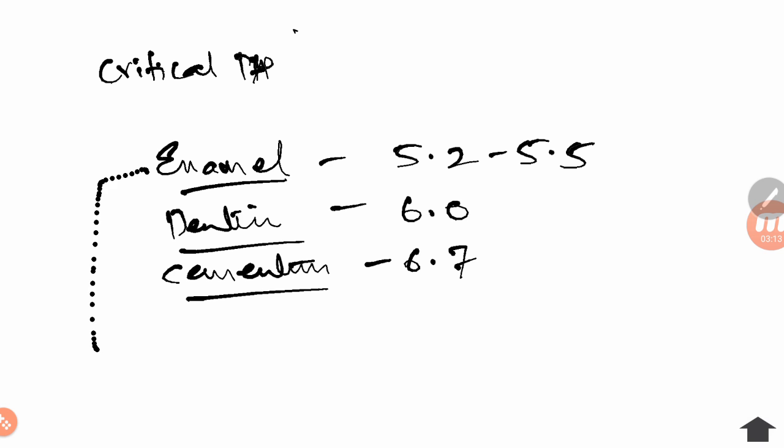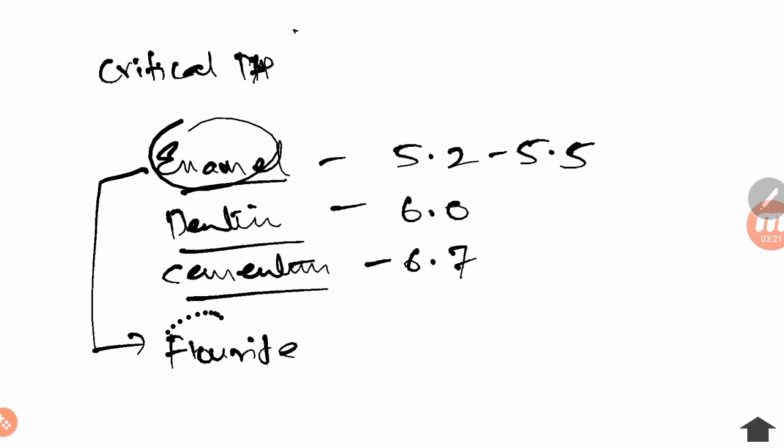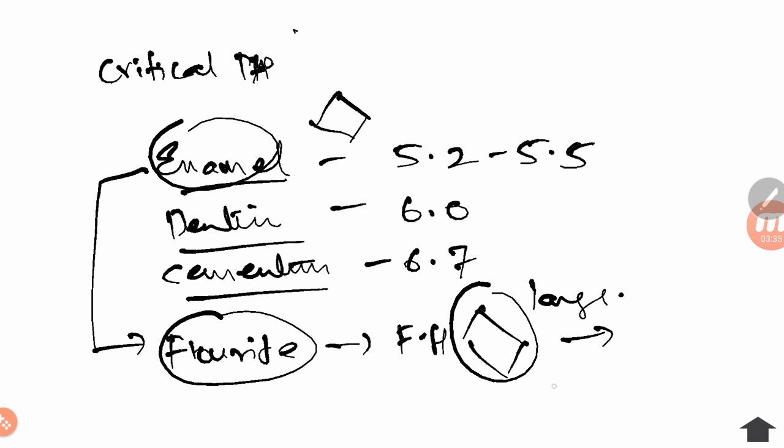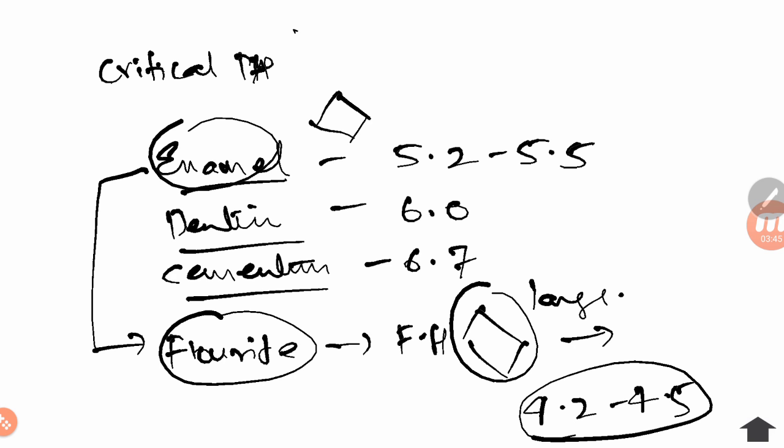Whenever the enamel is treated with fluoride, you know that enamel has hydroxyapatite. When it reacts with the fluoride, it forms fluorohydroxyapatite. Compared with hydroxyapatite, the structure of fluorohydroxyapatite is larger in size, and the critical pH of the fluorohydroxyapatite, or the fluoride-treated enamel, is 4.2. It decreases. It means only when the pH crosses this value will the fluorohydroxyapatite start dissolution.